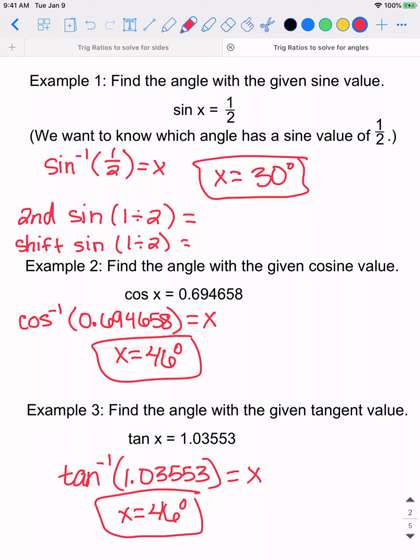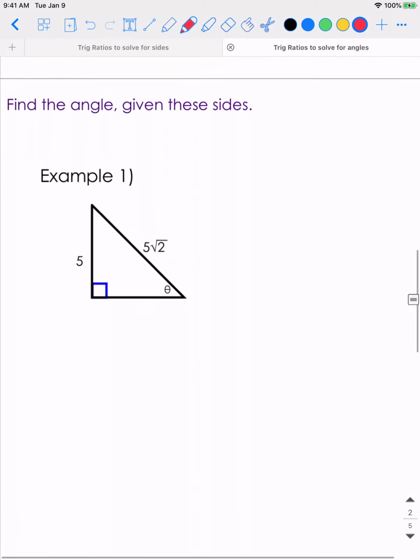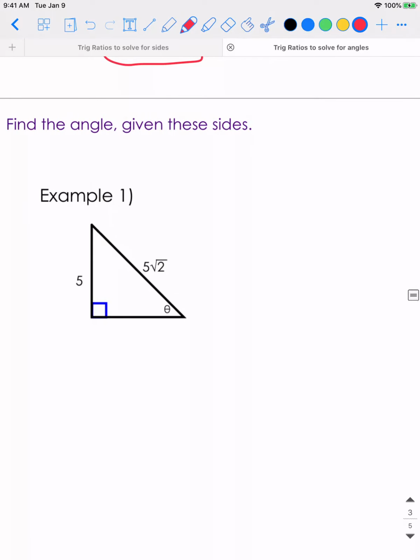Okay, so now that we got used to using our calculator, we are going to apply this to triangles. So we want to find the given angle given the sides that we have. So example 1, we have our angle theta. We have one leg that's 5 and one side that is 5 rad 2. So first thing we need to realize is this is our angle that we're talking about. We know the side opposite and we know the hypotenuse. So if we know opposite and hypotenuse, what function are we going to use?